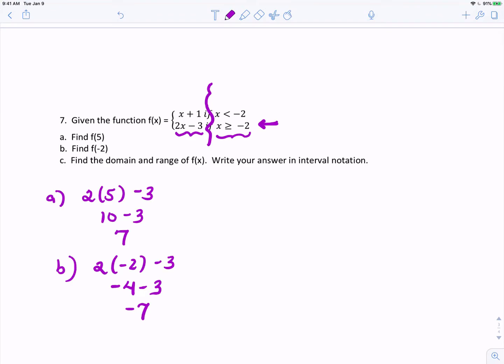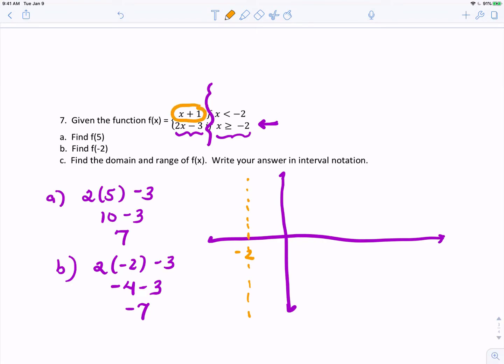In order to do this, well, first of all, sometimes it's helpful to know what a graph of this looks like. So let's just start sketching a graph. So our domain has been divided into 2 regions. We have at -2 a first rule, and then to the right of -2 a second rule. So the rule to the left of -2 is f of x is equal to x plus 1. So one of the things we could do is we could plot some points just to have a sense of what this graph is going to look like.